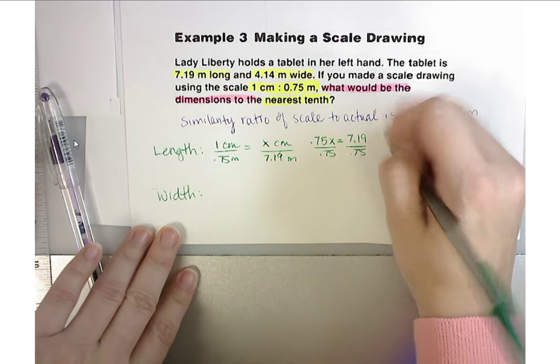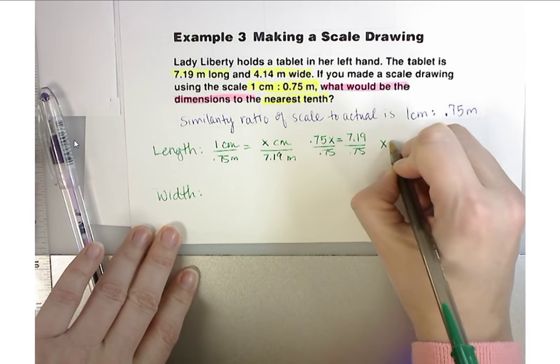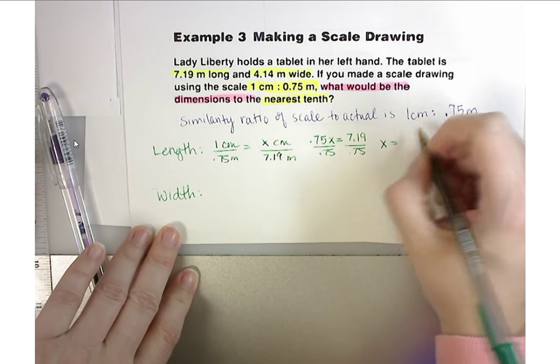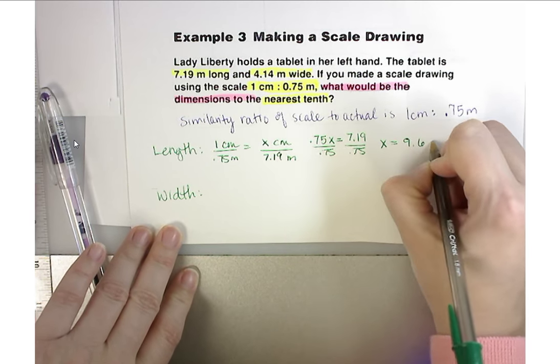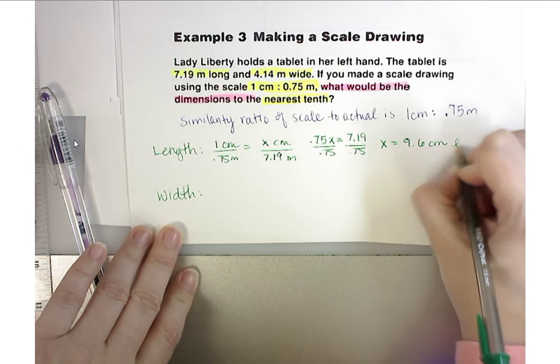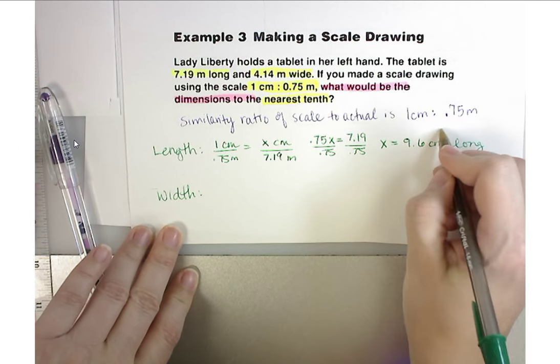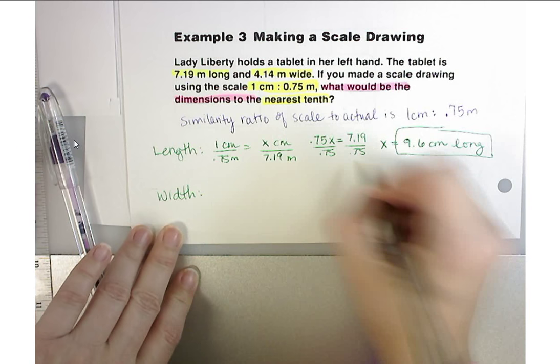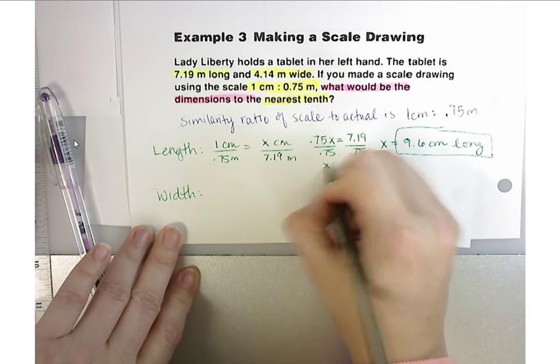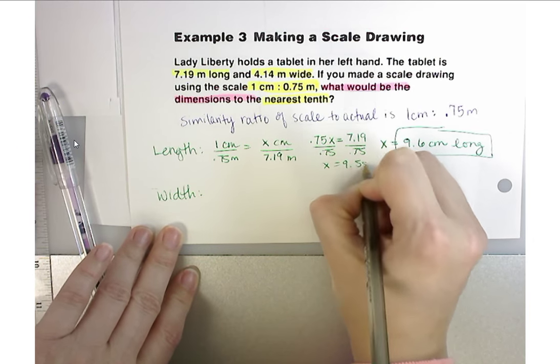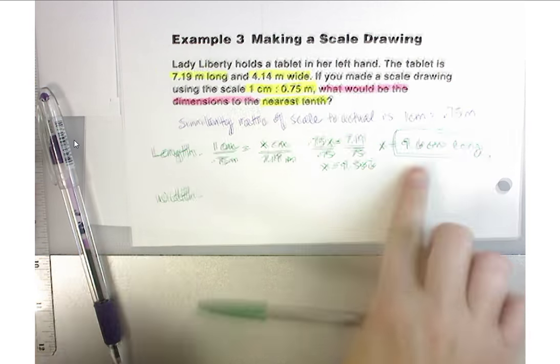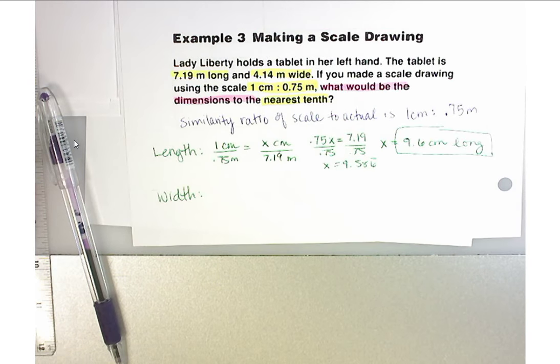Okay, and then, Caitlin, what did you get when you solved this? Approximately 9.6. Good. So it would be 9.6 centimeters long. When you divide, you get 9.58, and then the 6 is repeating, which will round to 9.6.